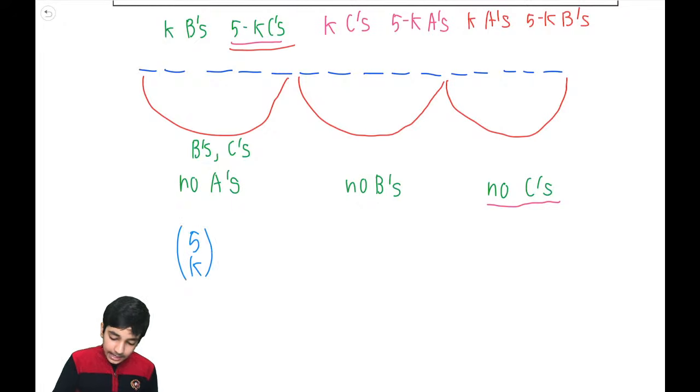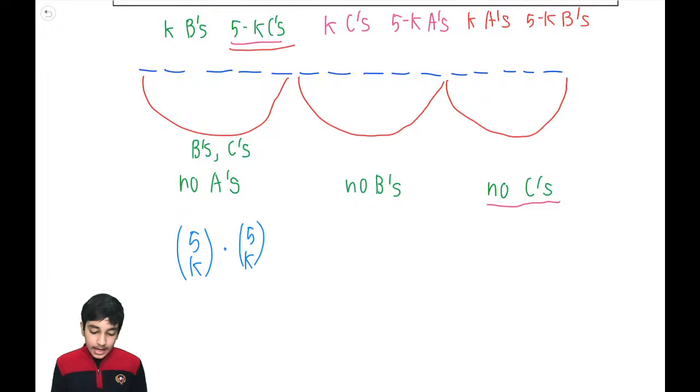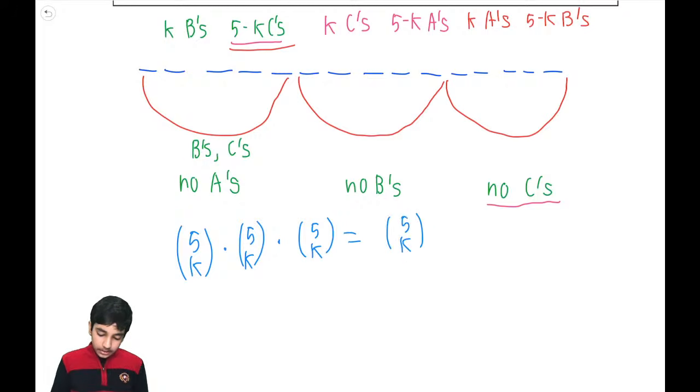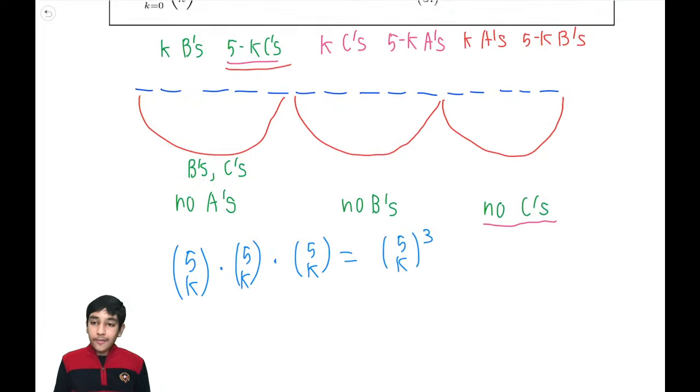And in this second slot here, we have 5 letters, and we have to choose K of them to be C's. So times 5 choose K. In the final slot, again, we have K A's, so out of the 5 slots, we must choose K of them to be A's, so times 5 choose K. For a total of 5 choose K cubed. That gives us a lot of good information.